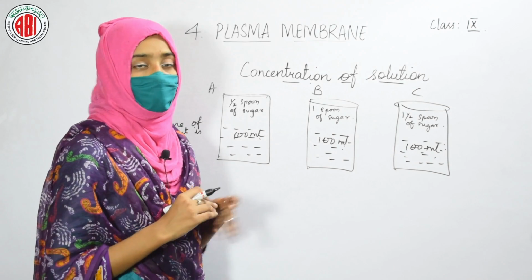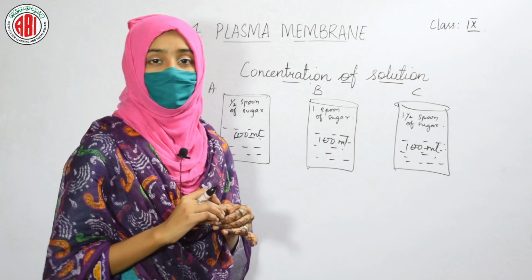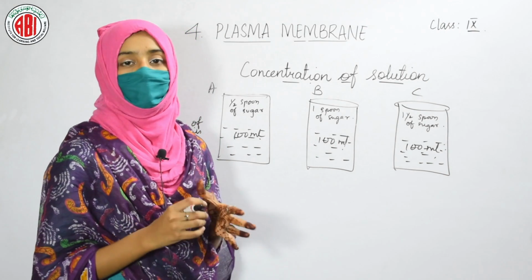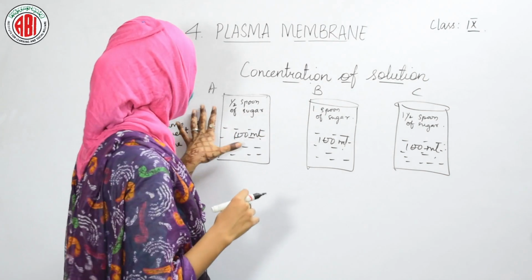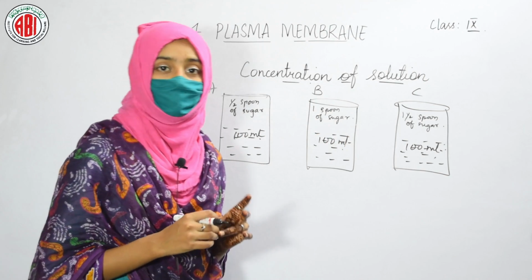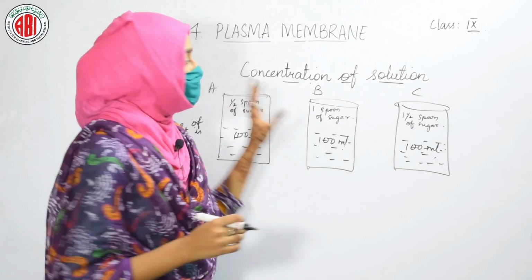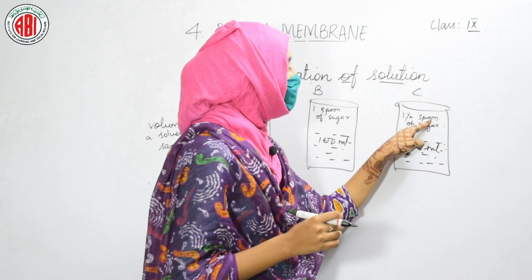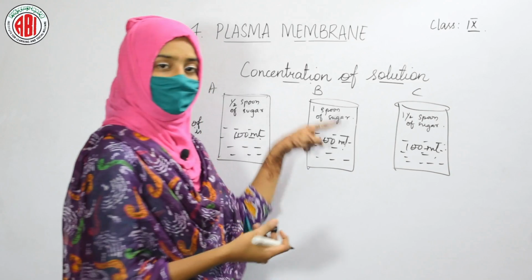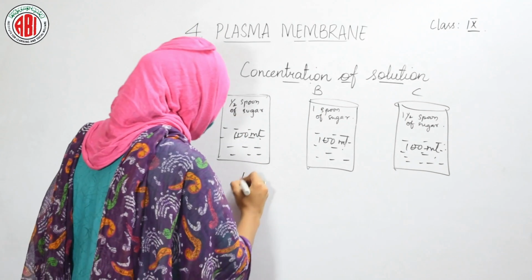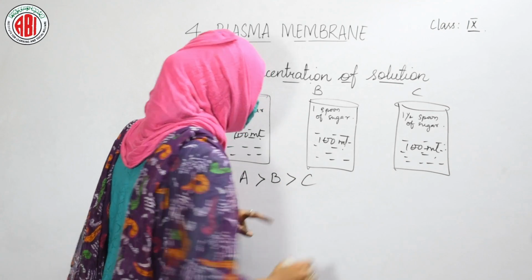So to understand which one is more concentrated, the concentration of the solution is more in which the solute is more. The quantity of the solute varies from A to B to C. The concentration of the solution depends upon the amount or the quantity of the solute. So here in the beaker C, the amount of the solute is more when compared to the B, and in the B it is more when compared to the A. So the concentration of the A is less when compared to B, and B is less when compared to C.